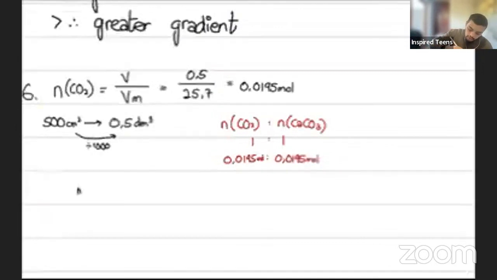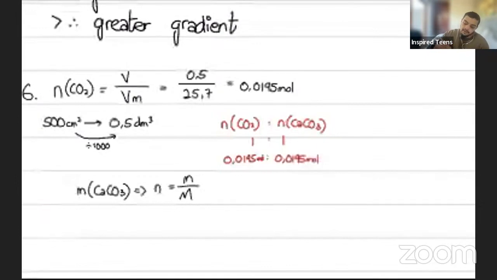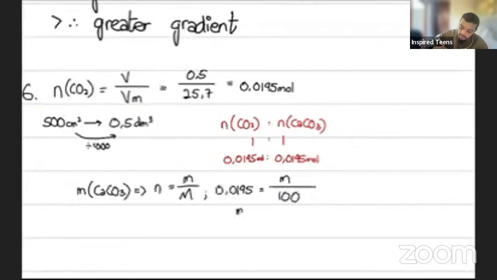So now we want to calculate the mass of CaCO3. If we have moles, we can use this formula: n is equal to small m over big M, mass in grams over the molar mass. I can substitute. 0.0195 is equal to the mass in grams divided by the molar mass. The molar mass of CaCO3, you can use your periodic table, but if I had to guess, it is 100. We multiply that and get the mass of CaCO3 that was used as 1.95 grams.